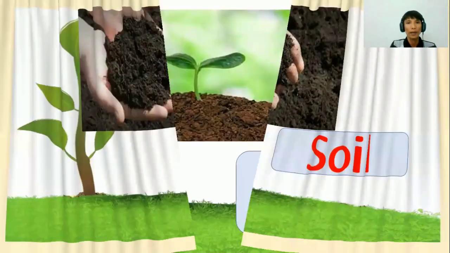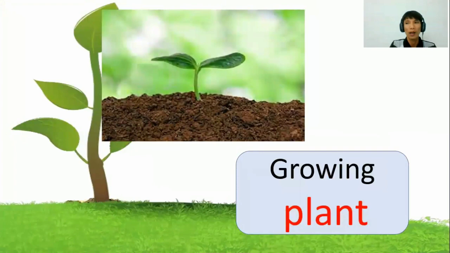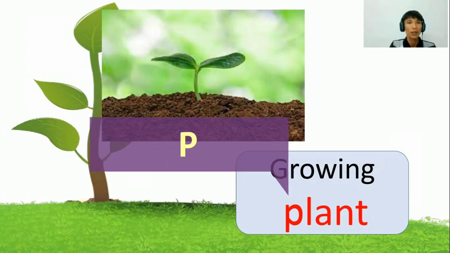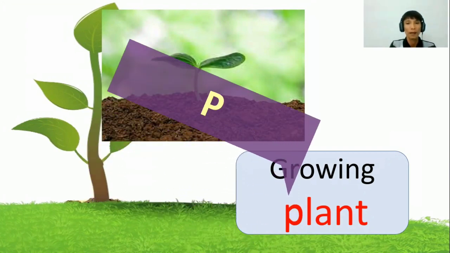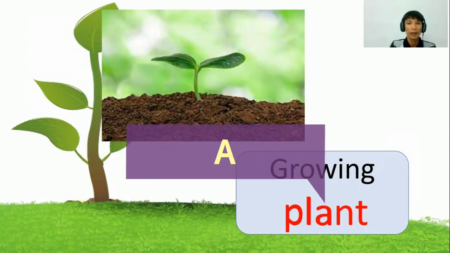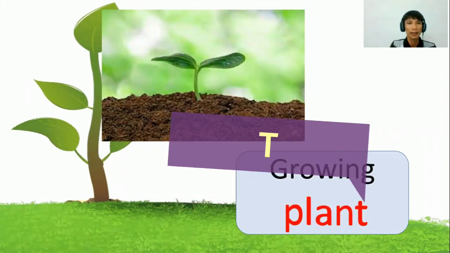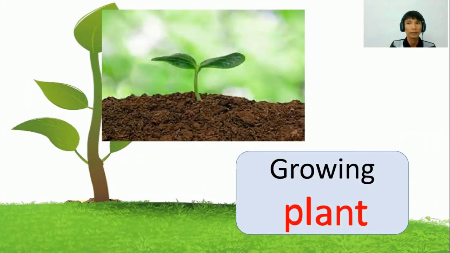In the following pictures, see how the plant is growing. Right? See how the plant is growing. Spell plant. It begins with letter P, L, A, N, T. Plant. Plant. Good.